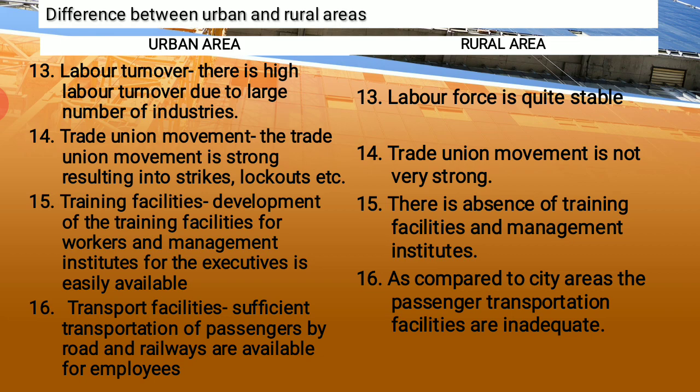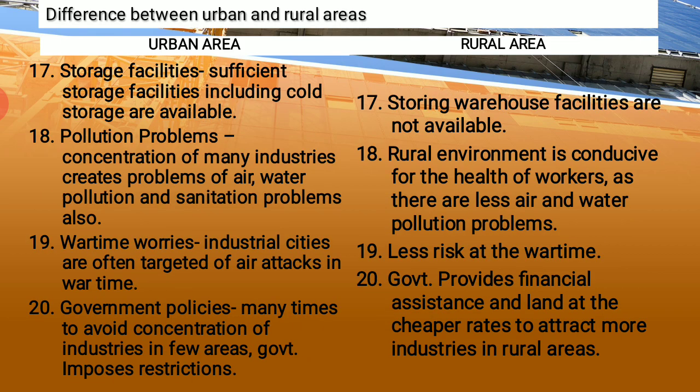So what happens because of that? The employees get a better chance to travel, and it becomes easy for them to travel from one place to another. As compared to the city area, the passenger transportation facilities in rural areas are inadequate. So most of the time employees would not like to take themselves to the rural areas because of the lack of transportation facilities available there.